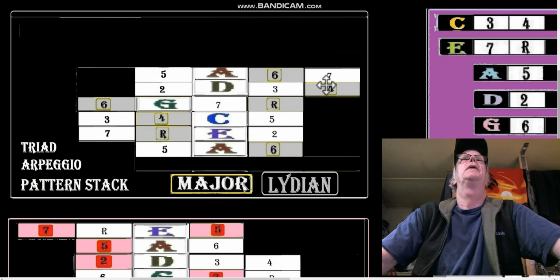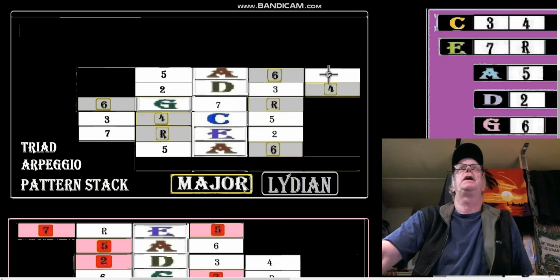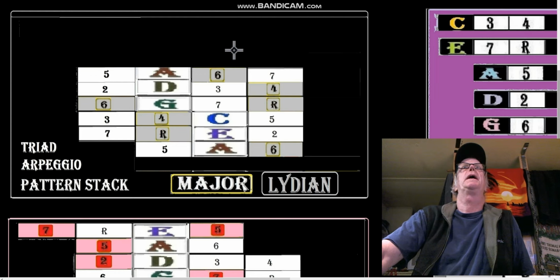Okay, and right here we've got what looks like what should be our A pattern. Now the reason why it looks a little strange is because we've moved over the entire string shapes now. So if we put it back here, we shouldn't have any repeating notes here.